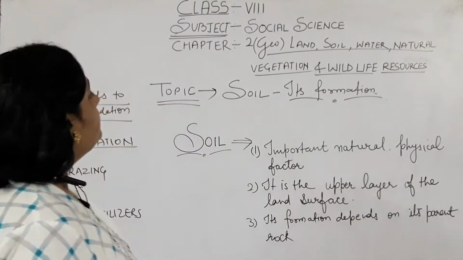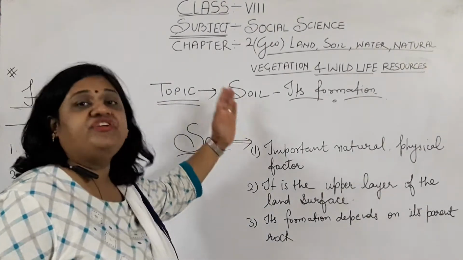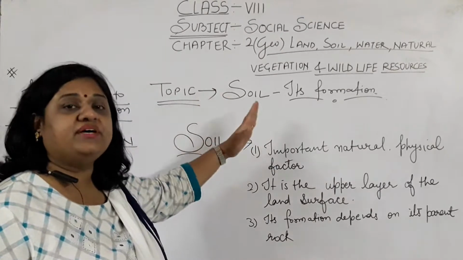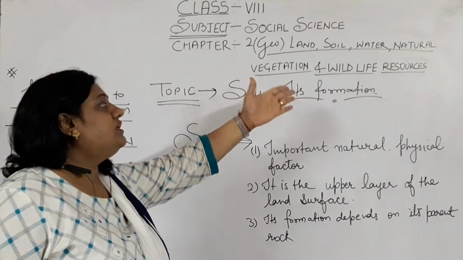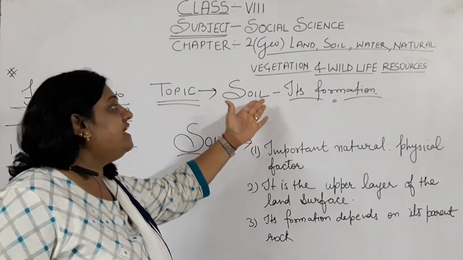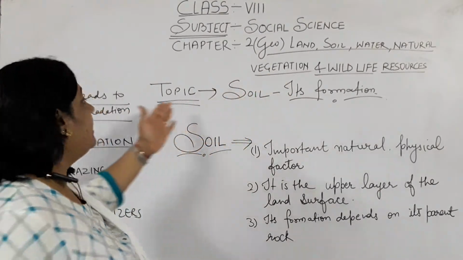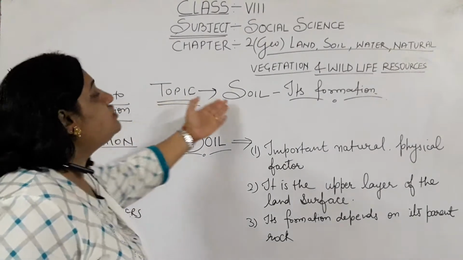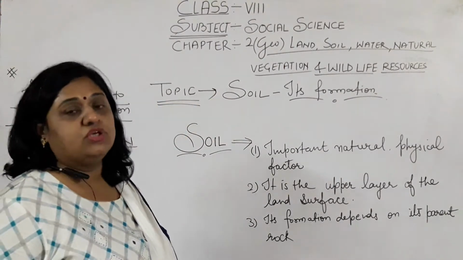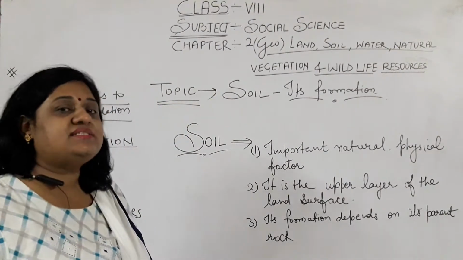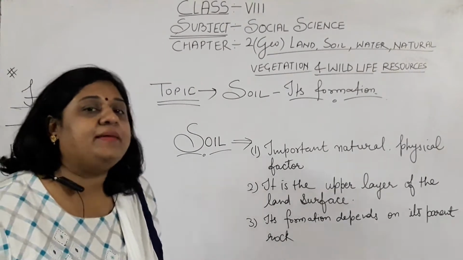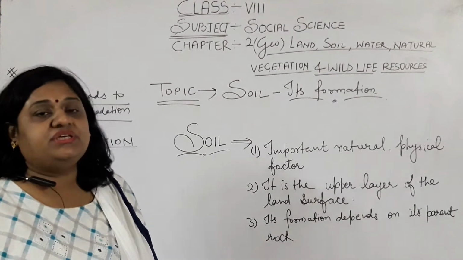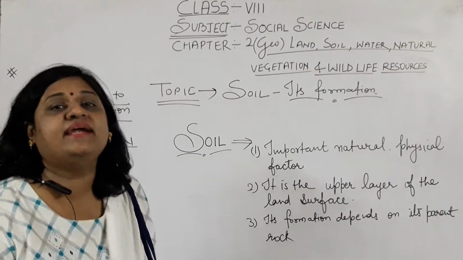Okay, so again we are here with a different topic of the similar chapter as we discussed earlier: Land, soil, water, natural vegetation and wildlife resources. Our topic is soil and its formation. Before coming to the soil, let us revise a little bit. We left the chapter on land degradation, how the land becomes degraded.